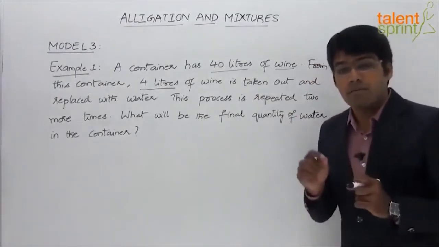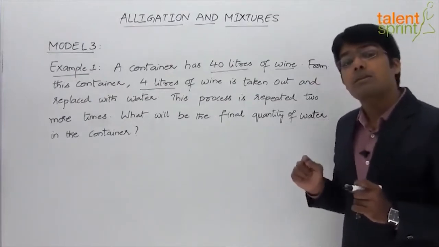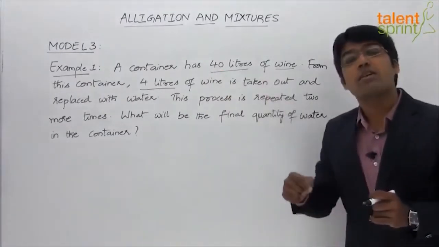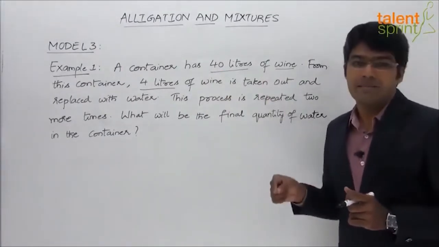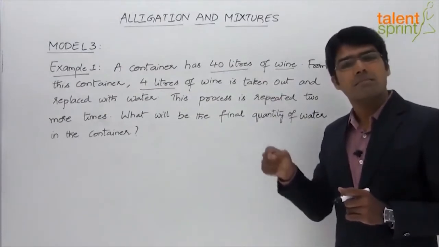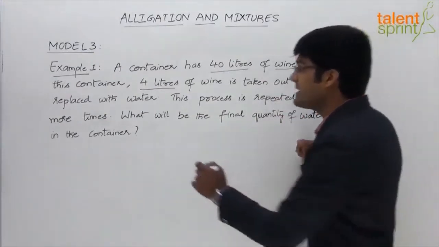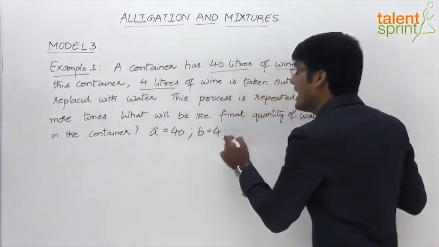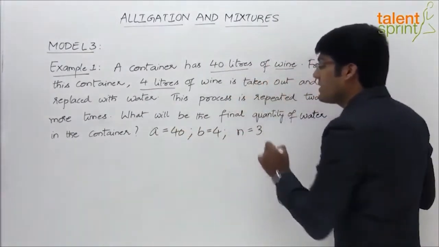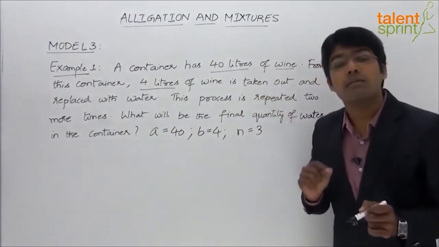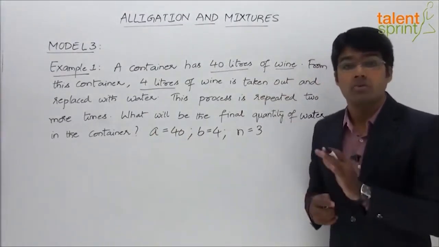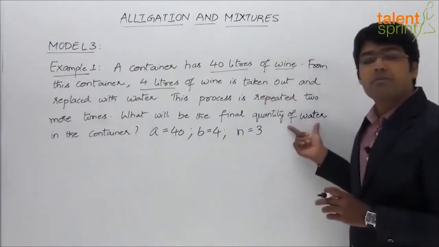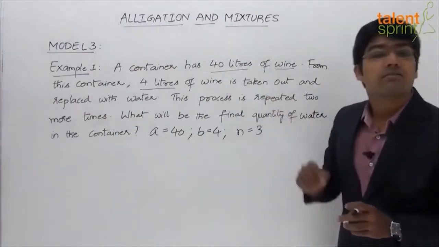Now understand, from the formula that we have discussed, we can find out the final quantity of wine. Initially the quantity of wine is 40 liters. So what is the final quantity of wine? It can be taken as A of (1 minus B by A) whole to the power of n. In our case, A is equal to 40, B is equal to 4 and n is equal to 3, because the operation has been performed 3 times. But the formula will give us the final quantity of wine, not the water. But once we get the final quantity of wine, we can find out the final quantity of water by taking the difference from 40 liters.